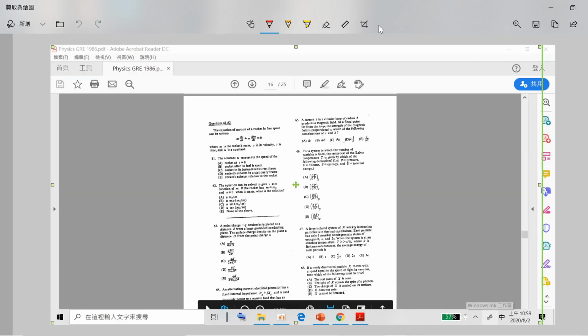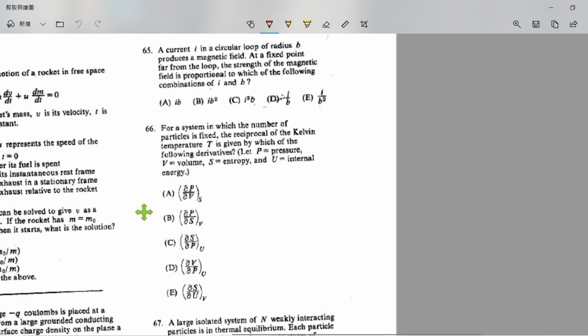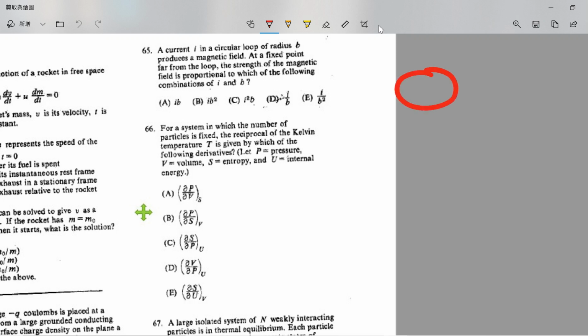So keep solving our physics subject GRE. So 65. A current I in a loop produces a magnetic field. So basically, you have this loop and it produces a magnetic field, and which one is the strength of the strength of the magnetic field proportional to which of the following?